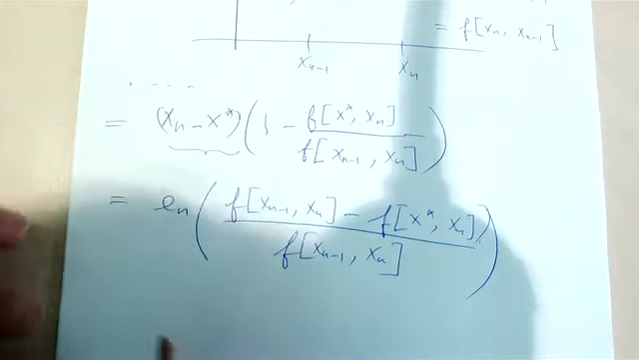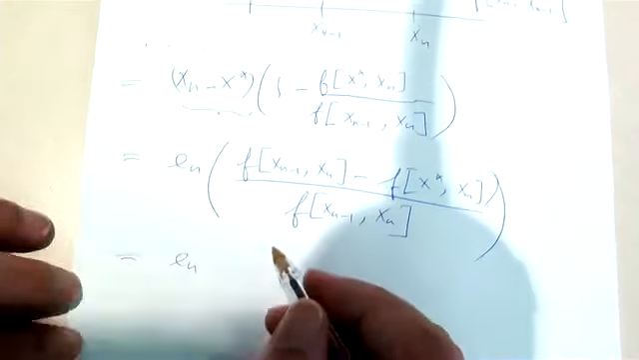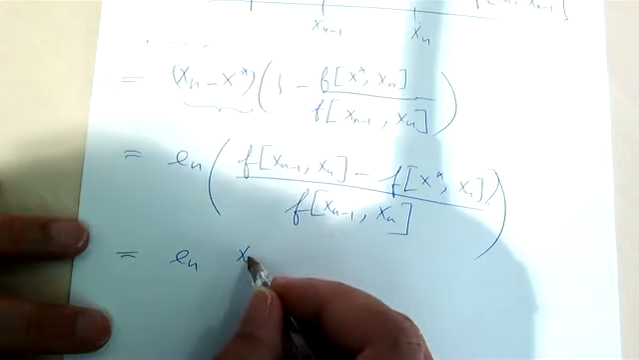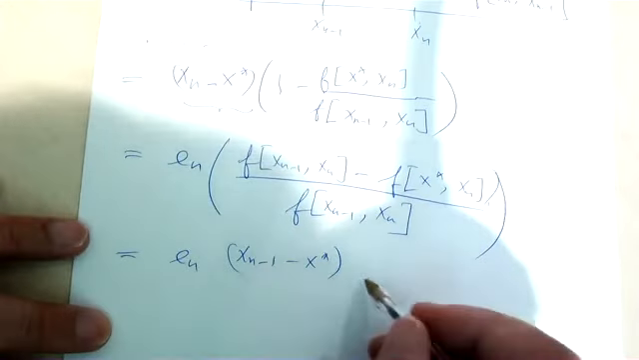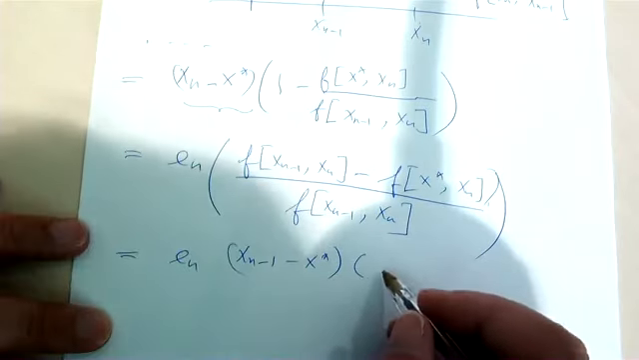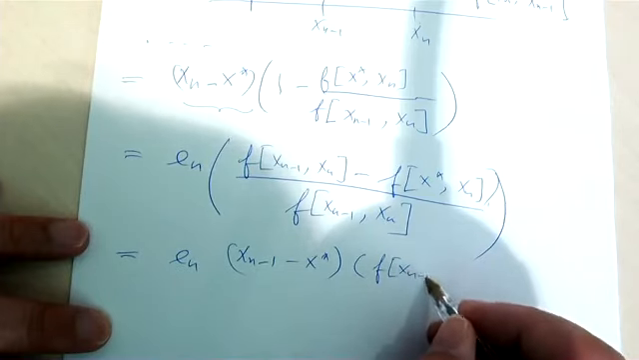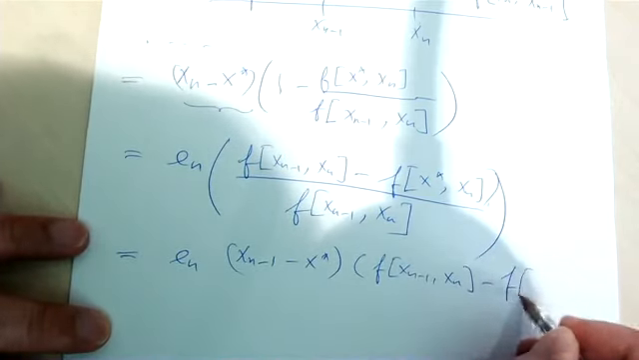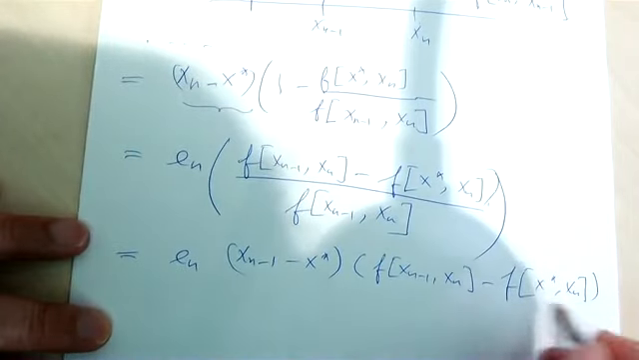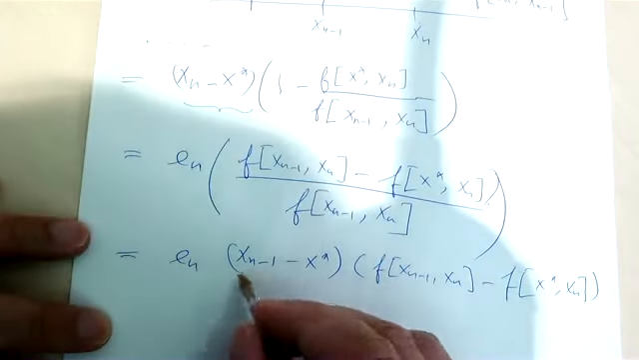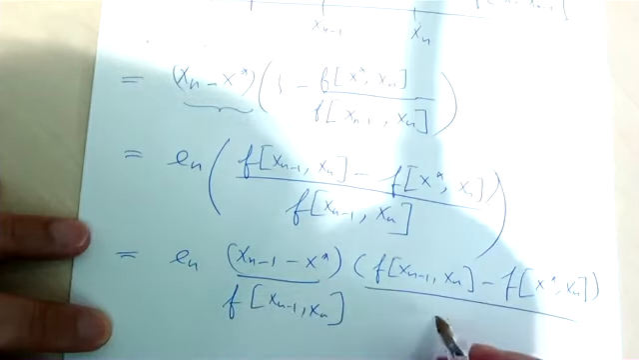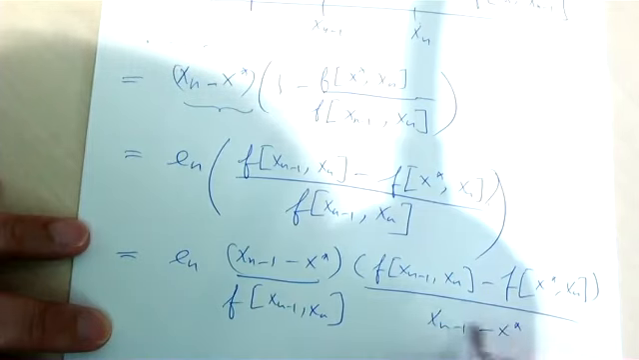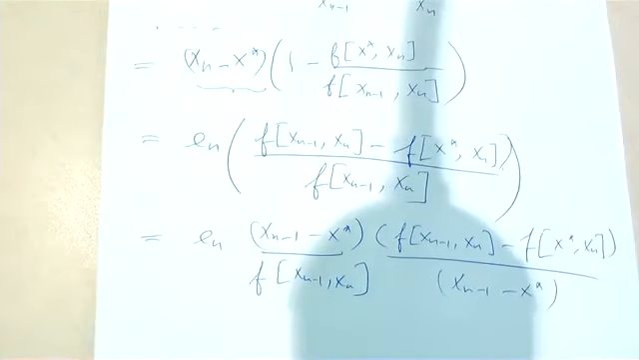So you see here you just multiply by xn minus 1 minus x star, right? So you have f xn minus 1 xn here, f x star xn. So this term moves here, and then this one xn minus 1 over x star. So that is how I get from here to here.